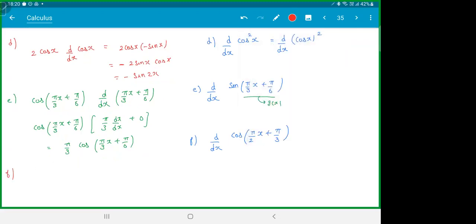What about F? F is the same thing. It is cos of something. So it will become minus sine of pi by 2x plus pi by 3, and differentiate inside, you get a pi by 2. Please check your answers. I think if you got till here, your differentiation is cool. Have a look at this. Let's do a few more examples and then we will see something more.